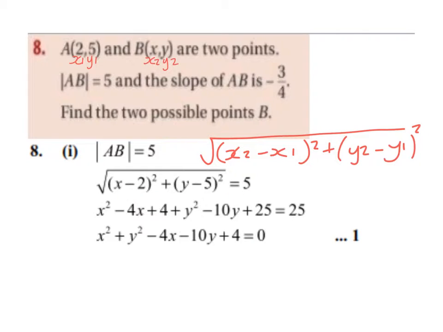And then we just multiply out our brackets inside. So (x minus 2) squared is (x minus 2) times (x minus 2), which gives us x squared minus 4x plus 4. And then (y minus 5) squared is (y minus 5) times (y minus 5), which is y squared minus 10y plus 25. Then simplifying the left-hand side, we have x squared plus y squared minus 4x minus 10y plus 4 is equal to 0. So now we have an equation in terms of x and y, and we're going to call this equation number 1.